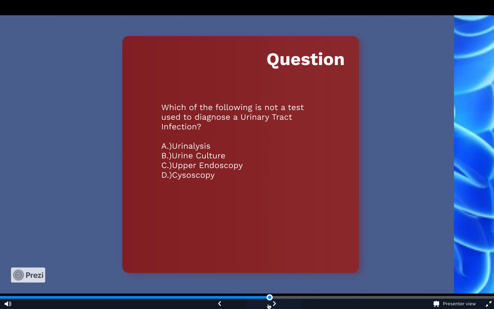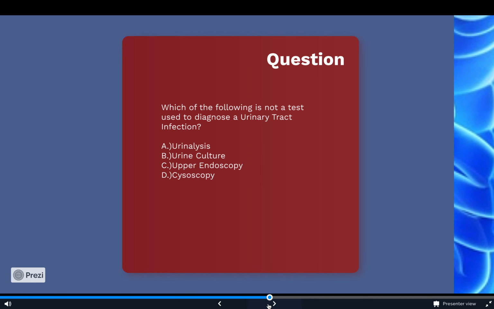Question: which of the following is not a test used to diagnose a urinary tract infection? A. Urinalysis. B. Urine culture. C. Upper endoscopy. D. Cystoscopy. Time's up. If you chose letter C, you are correct.